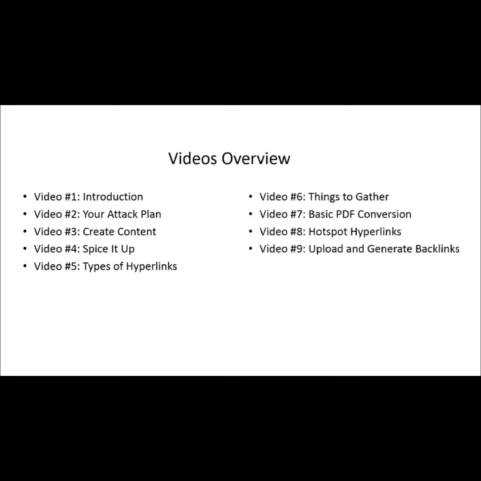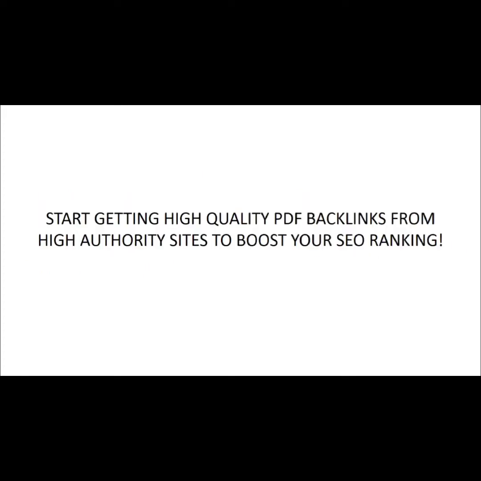Number 6, we're going to talk about things you'll need to gather in order to get started. Number 7, we'll talk about basic PDF conversion. And video number 8, we'll talk about hotspot hyperlinks. In other words, how can you hyperlink images such as infographics and specific elements within an image. And video number 9, how you can upload and generate the backlinks to boost your search engine ranking. And you'll learn to start getting high quality PDF backlinks from high authority sites to boost your SEO ranking.